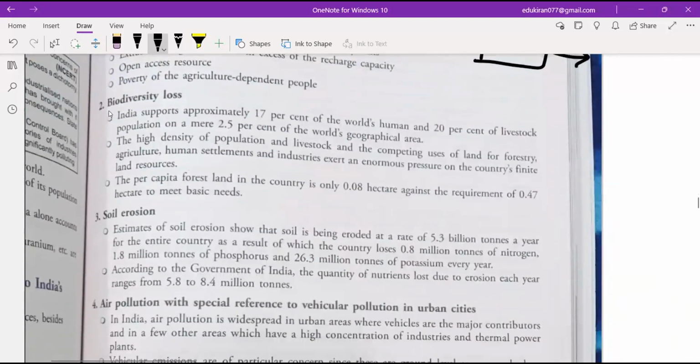Now coming to the second one, which is biodiversity loss. So over here, what happened? India supports approximately 17% of the world's human and 20% of the livestock population on a mere 2.5% of the world's geographical area. So the high density of population and livestock and the competing use of land for forestry, agriculture, human settlement and industry exert an enormous pressure on the country's finite land resources.